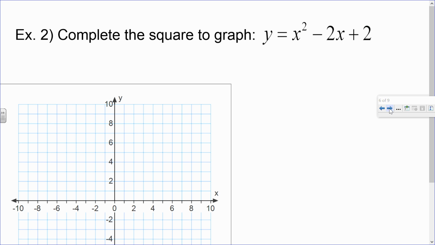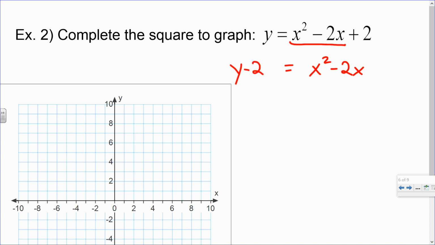Completing the square. So when we learned to complete the square last year, we got the x squared and x terms on one side and everything else on the other side, right? So we are going to take x squared minus 2x equals y minus 2. Then we are going to look at this x squared minus 2x and figure out how do we complete the square on that so we have x plus or minus something squared.